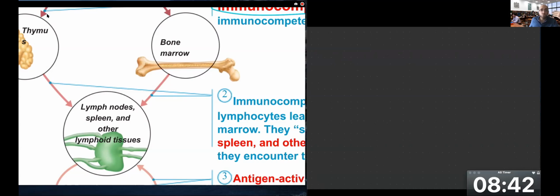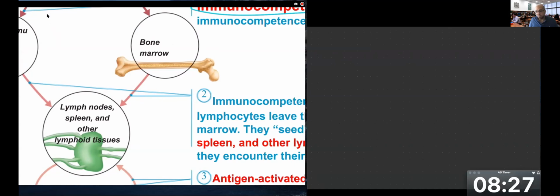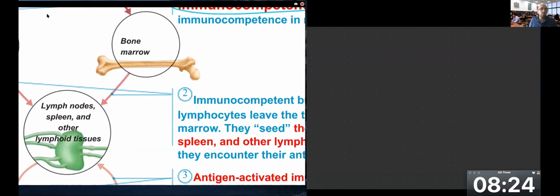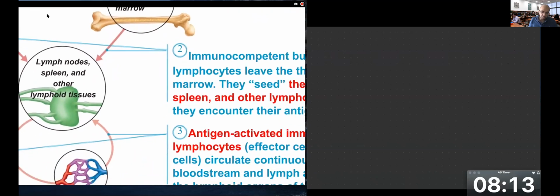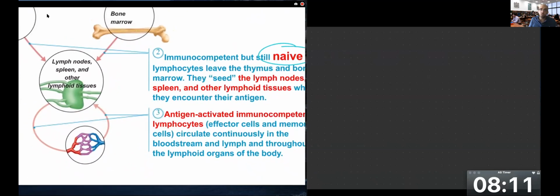Yes, they've learned how to recognize it. They've learned to become self-tolerant, to not attack my cells, to recognize MHC. Everything is fine with me. I've got the education needed to do the work, but I don't have experience yet. I've never been exposed to a real pathogen before. So where would I meet the pathogens that I have learned to detect and recognize? In my lymphoid organs.